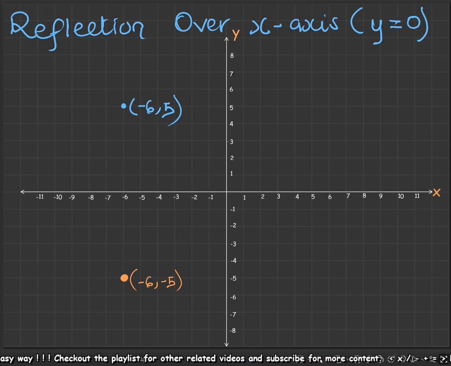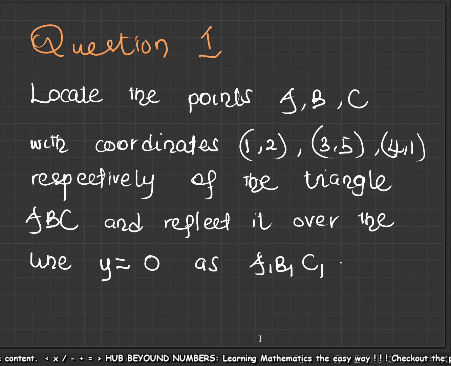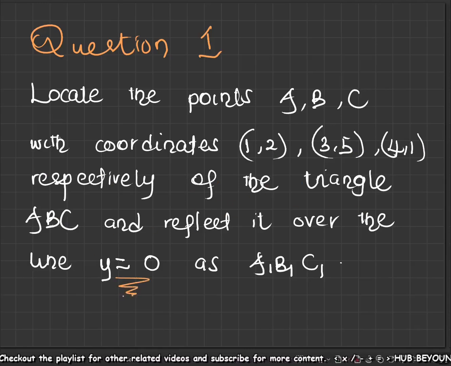So now that we have understood this, let's take a figure and then try reflecting it over the x-axis to see how that is going to look like. So this is the question I would want us to try. It says we have to locate the points A, B, C with coordinates 1, 2, 3, 5, 4, 1 respectively of the triangle ABC, and then we should reflect it over the line y equals 0. Remember, we said the y equals 0 line is the same as the x-axis. So you are reflecting it over the x-axis as A1, B1, and then C1.